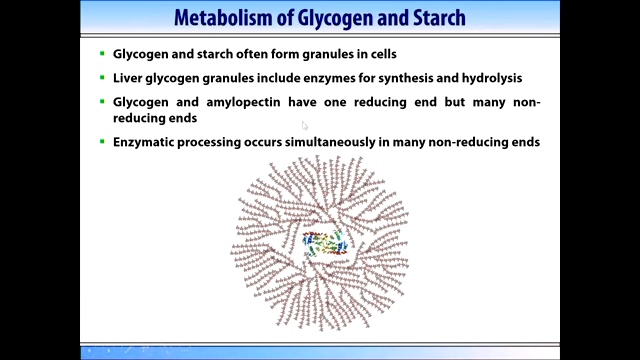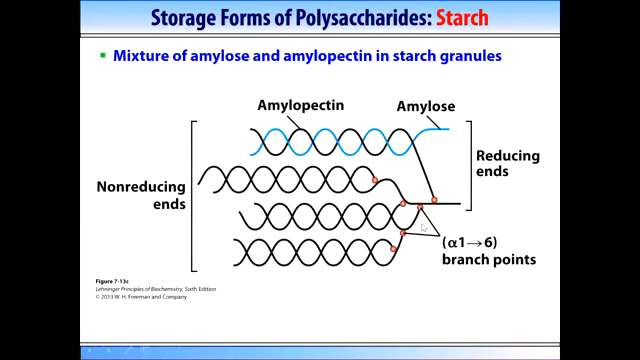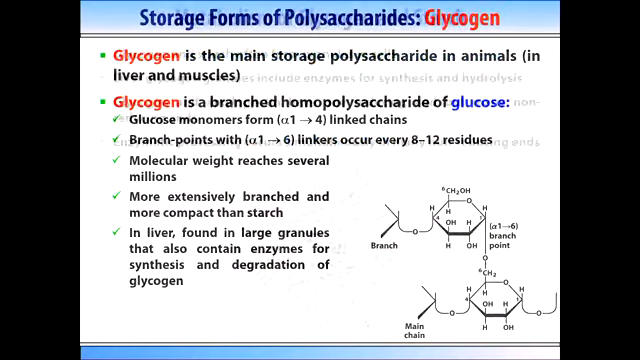Glycogen and amylopectin have one reducing end but many non-reducing ends, as you can see from this diagram, right? This end would be the only one which has that glucose unit which can easily open and close. Okay.